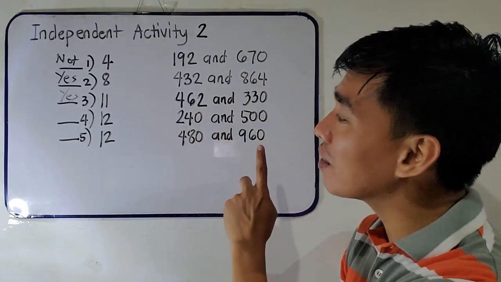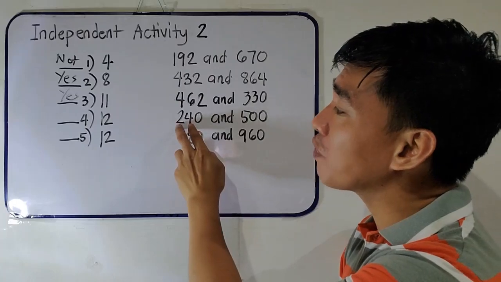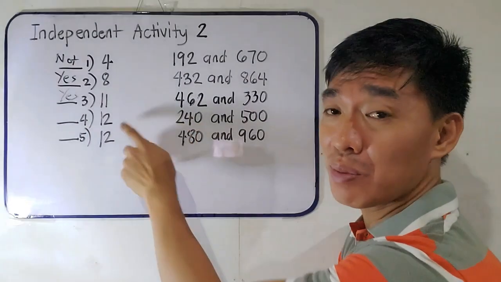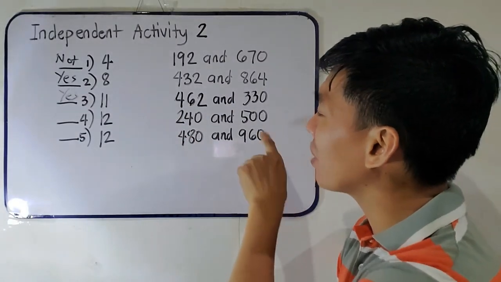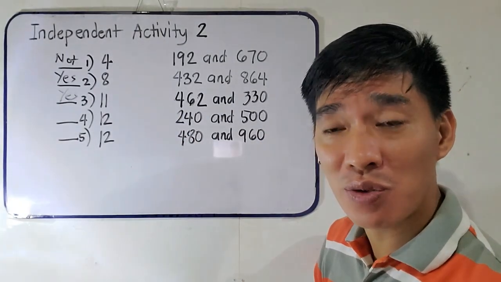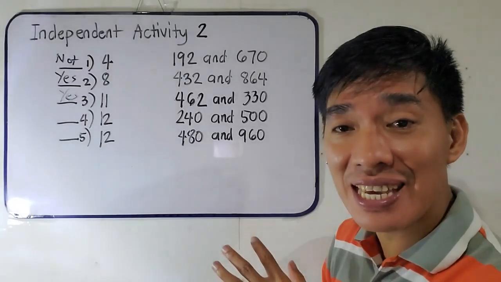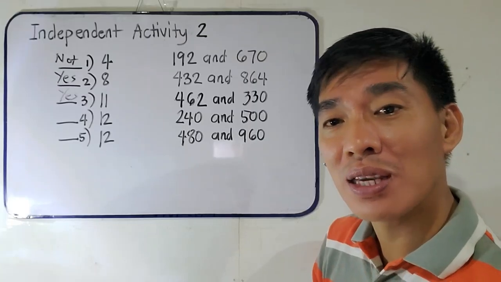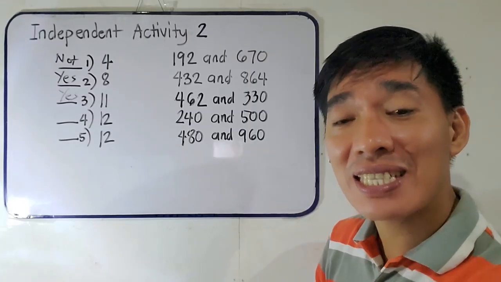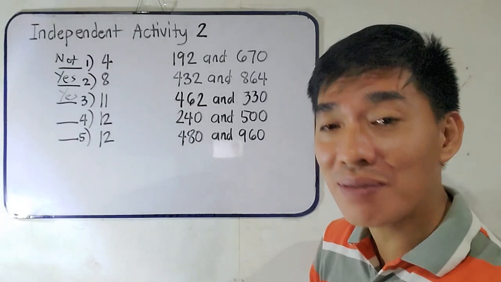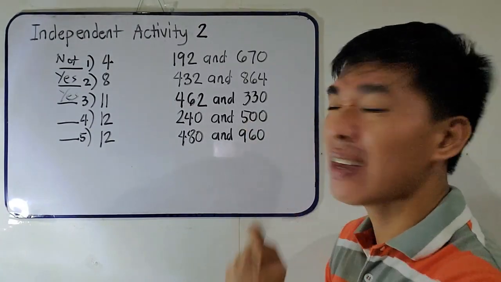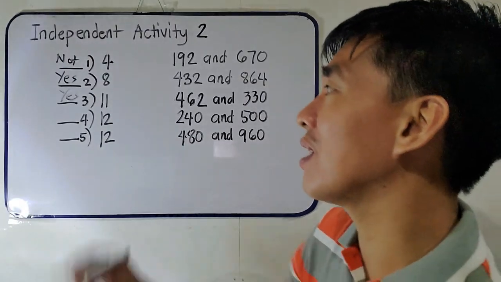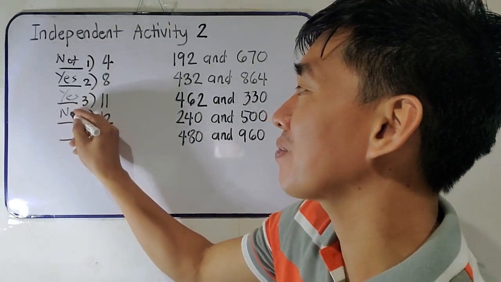And now for 12, I know that 24 is divisible by 12, or 240 is also divisible by 12. But I'm not quite sure if 500 is divisible by 12. The only thing I know is 60 is divisible by 12. That is, 60 divided by 5 is equal to 12. So I think 500 is not divisible by 12. So the answer is not divisible.